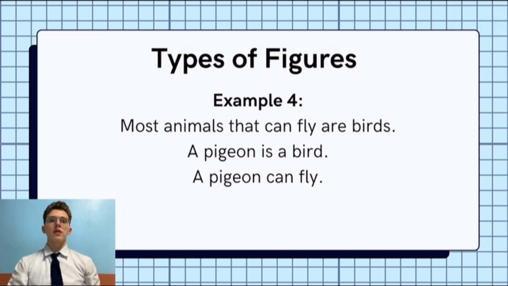Example 4. Most animals that can fly are birds. A pigeon is a bird. A pigeon can fly. Moving on to the fourth argument, the middle term is also bird or birds. In the first and second premise, it appears on the right, meaning it is a figure 2 argument.